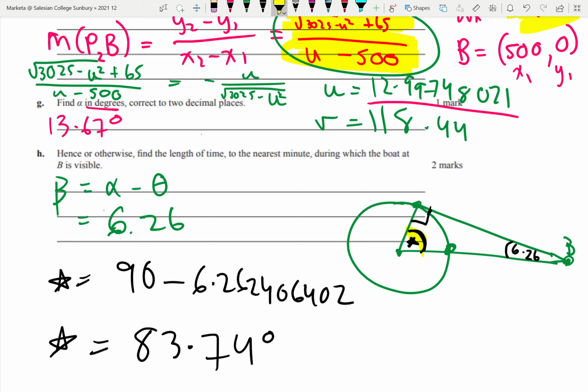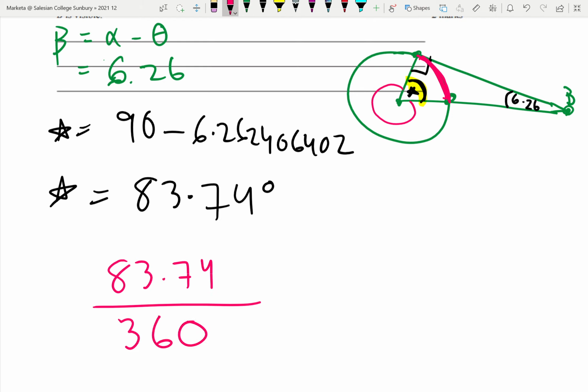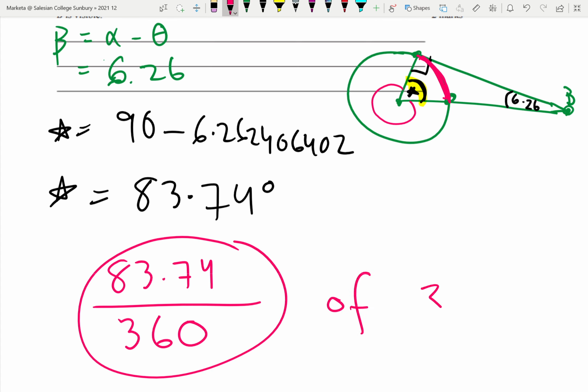Now let's think what we've got. We've got this angle here, and that angle is a part of a whole circle, a part of 360 degrees. We can find that by saying 83.74 over 360, so that's the fraction of the entire circle. Now how long is it? The whole circle takes 30 minutes, so it's that fraction of 30 minutes. And in maths, of means times, of course. So we multiply it by 30. Let's do that and then we should have the answer.